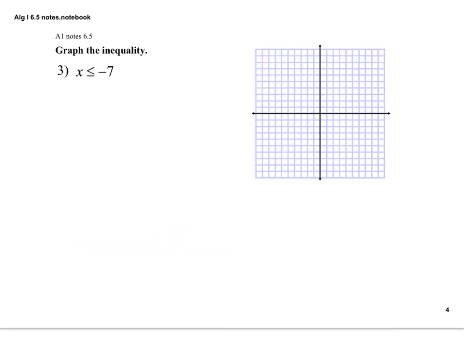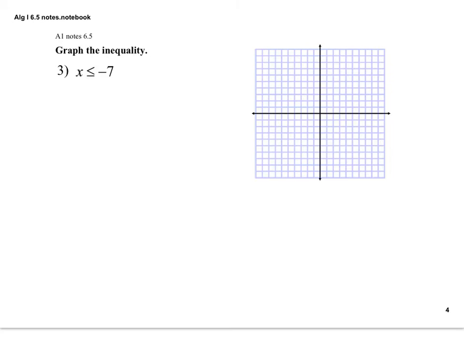Okay, so this one is not a trick. I know some of you get spooked out or freaked out when you see something like this where it's like, hey, there's no y in that. How do I make that into a line? Well, x is less than or equal to negative 7.